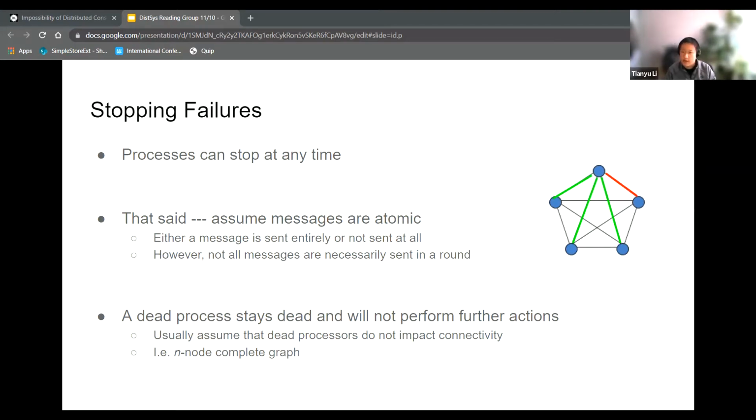This is in stark contrast to what we call a Byzantine model, where a failed process can do whatever it wants, right? And another important thing to get out of the way is that a dead process, usually in consensus, does not impact connectivity of the graph, right? So that means there are some weird graphs where a center node dies and the graph suddenly is no longer connected. That won't be the case for any of the things we talked about here. Let's just assume an n-node complete graph for simplicity of the problem.